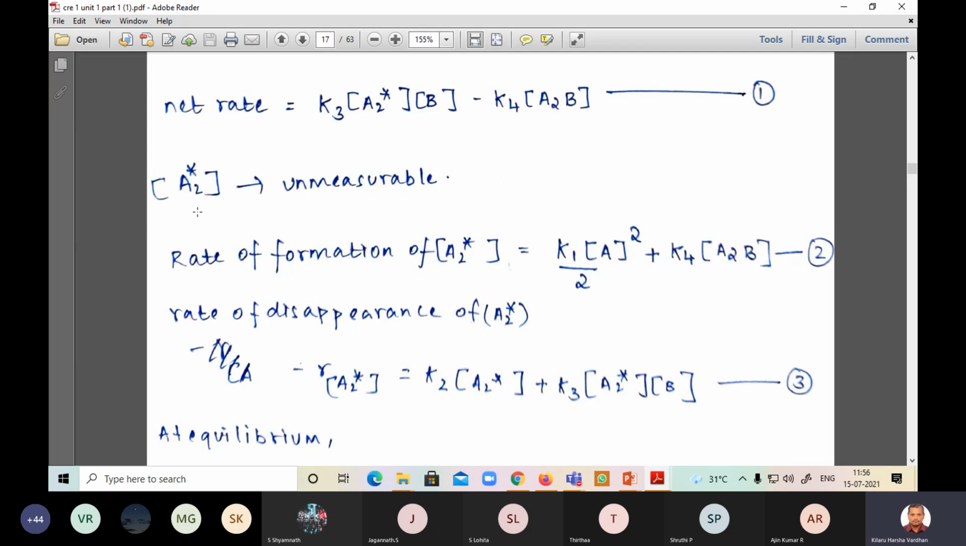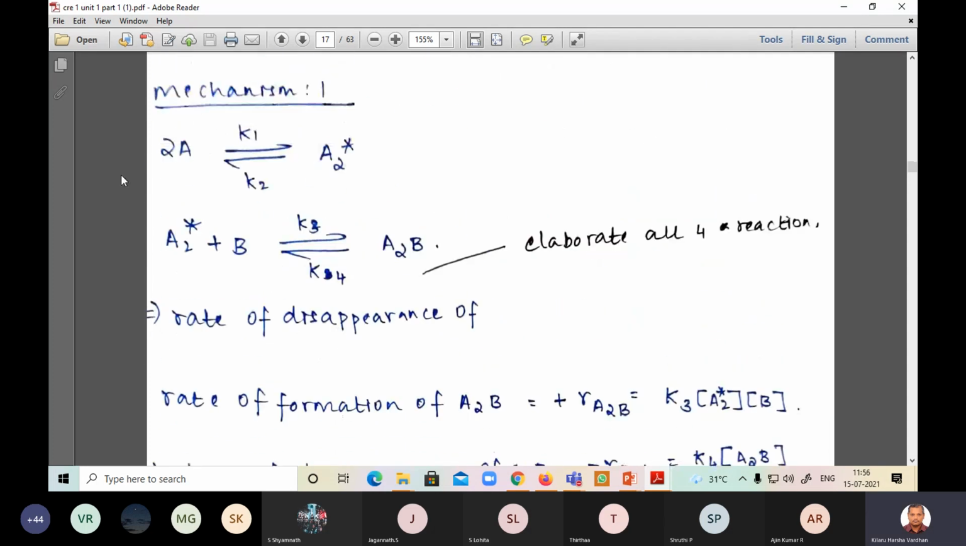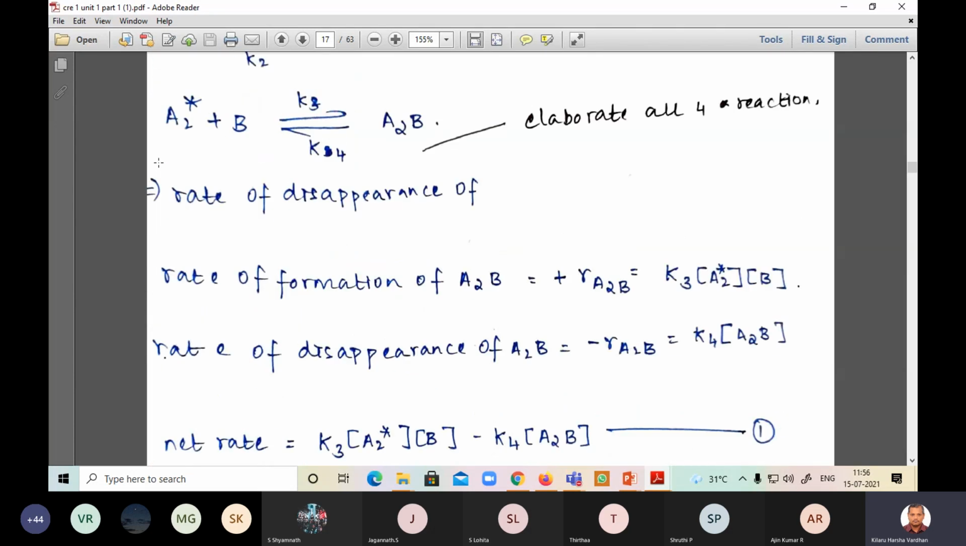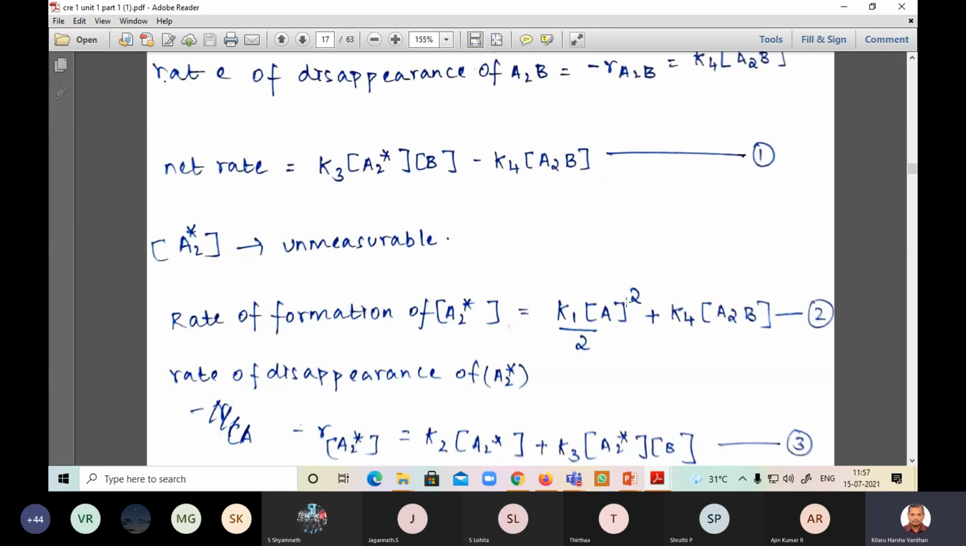Now for this intermediate, you write the formation. A square, because these are 2 molecules. This is an elementary reaction, so your rate corresponds to the stoichiometric coefficient. The stoichiometric coefficient is 2. That is why you are putting 2 A square.